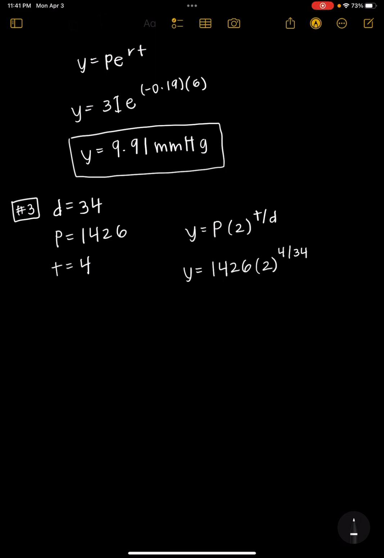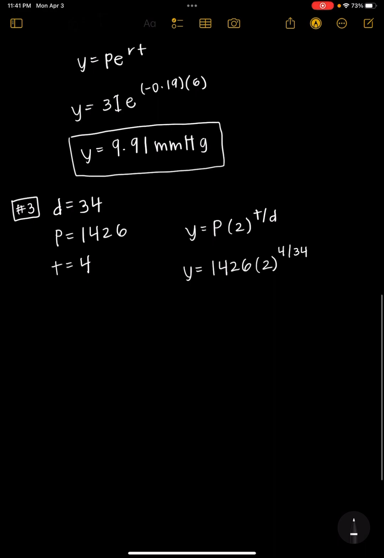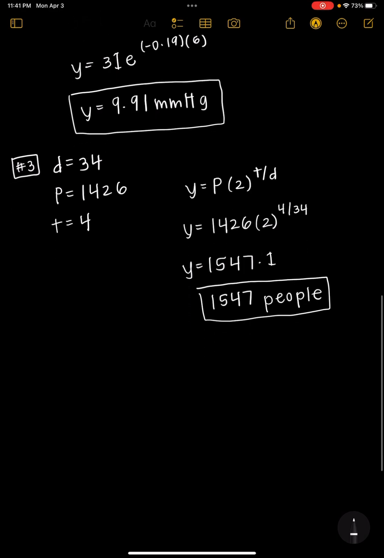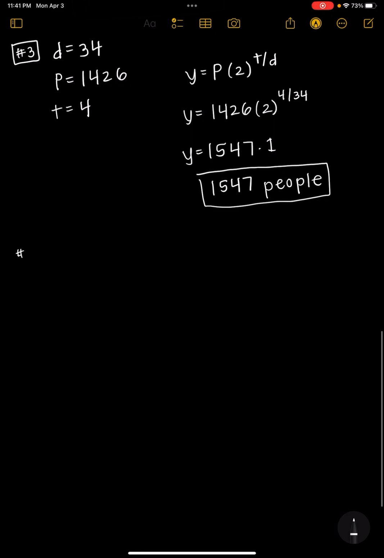When we plug that into a calculator, we're going to end up with y is equal to 1547.1. And because it's people, we're going to round that, so it's just 1,547 people. There we have it. And we have one more example to work through.